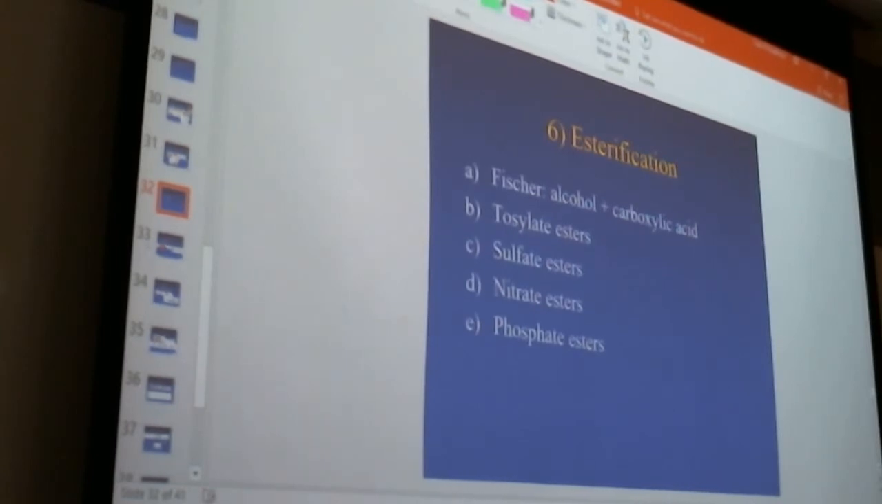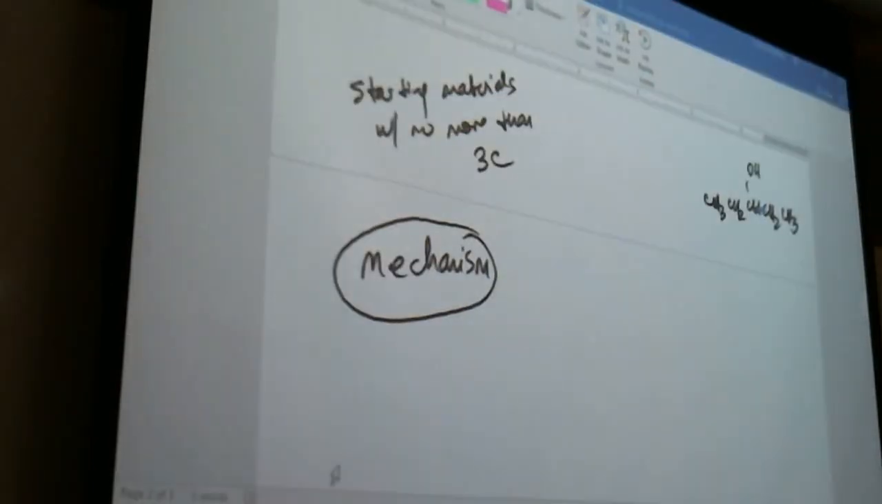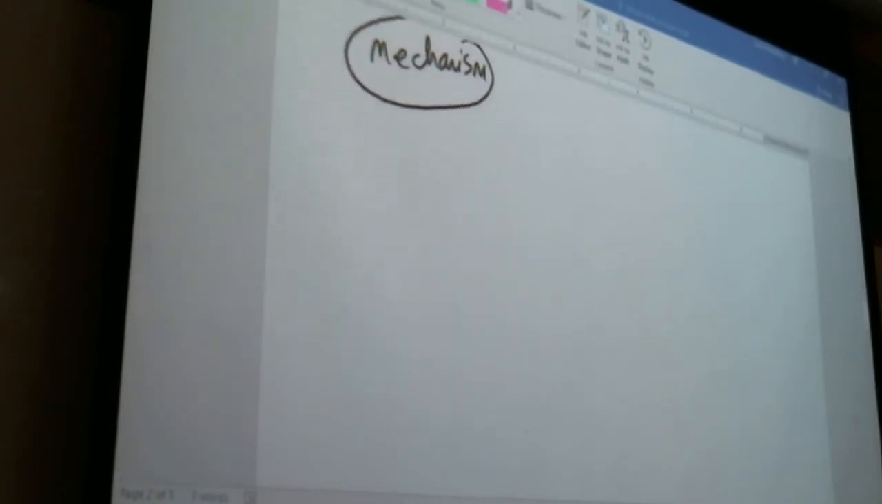So, in our search of reactions of alcohols, we now have a new reaction which involves making of an ester. Now, we're gonna look at the mechanism in glorious detail. But before we look at the mechanism, let me show you the ultimate reaction and what the products are.